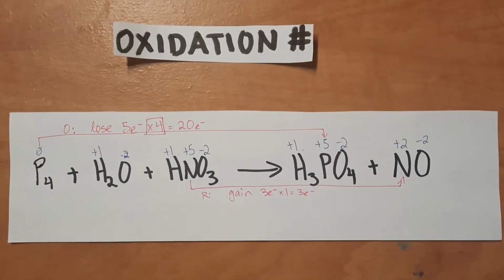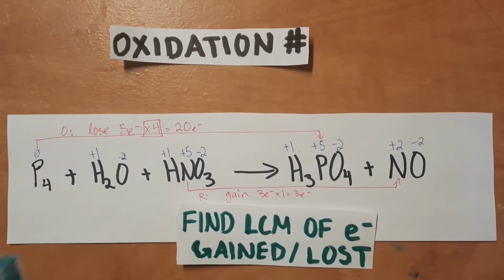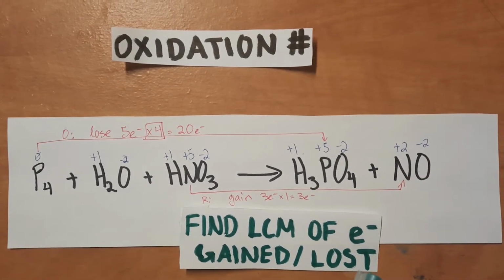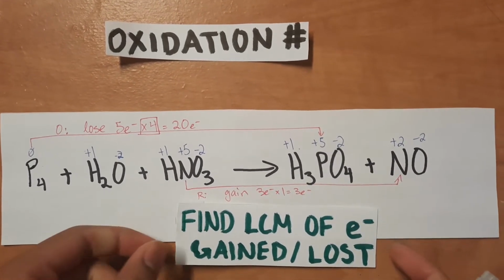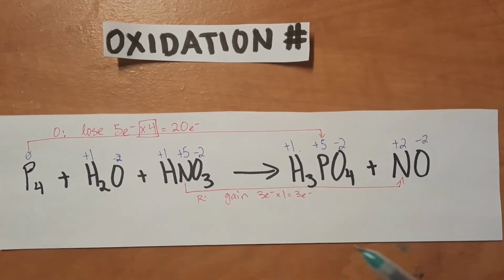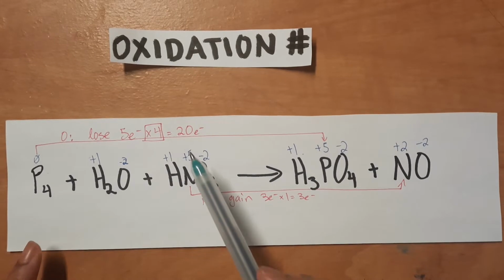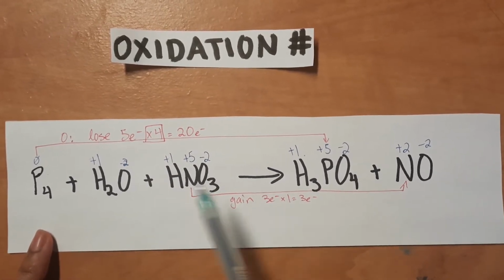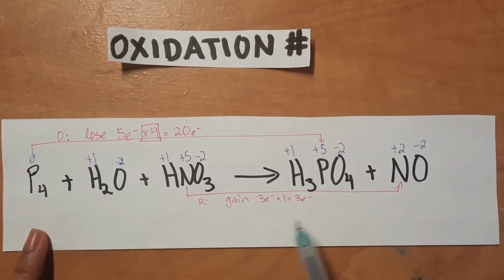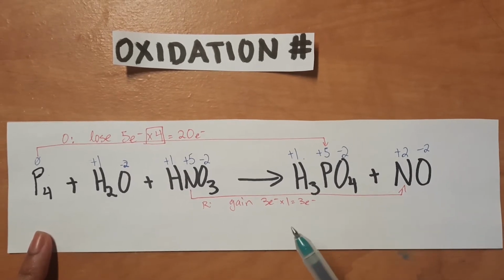Okay, our next step is to find the LCM of electrons gained and electrons lost. Why do we do this? Because the whole point of balancing is to balance not only the atoms but also the electrons, right? So as we can see, the electrons are not balanced right now. We're losing 20 and we're gaining 3. There's a difference of 17 electrons.